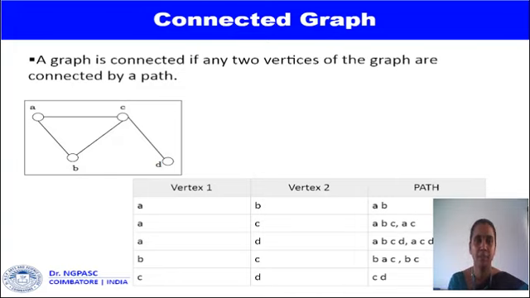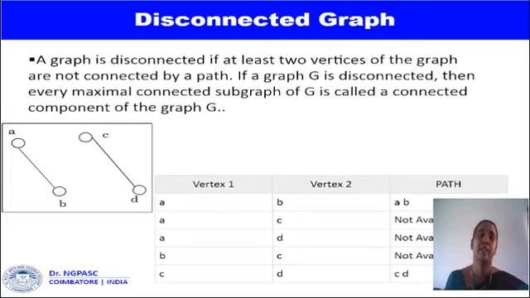So the next one is disconnected graph. A graph is disconnected if at least two vertices of the graph are not connected by a path. So in this example we have a path from A to B and we have a path from C to D, but we don't have a path from A to C, A to D, B to C, or B to D. So this is called a disconnected graph.